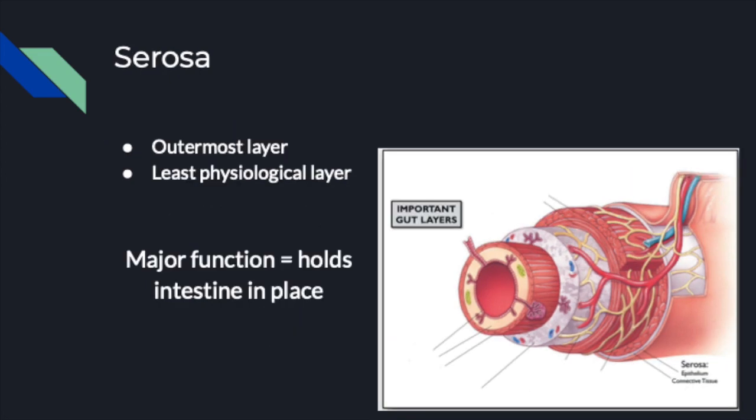Moving on to the final layer of the gut, the outermost layer of the gut, is the serosa. While this is the least physiological layer of the gut, it does play a major anatomical role, as it holds everything in place and makes sure everything is running smoothly and provides a bit of protection from the outside world.